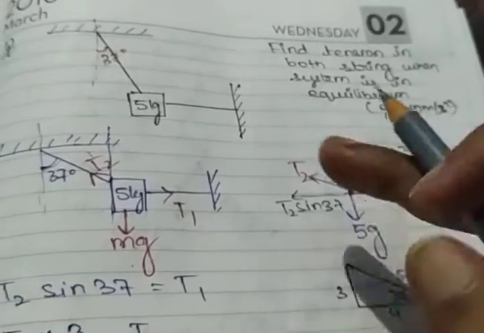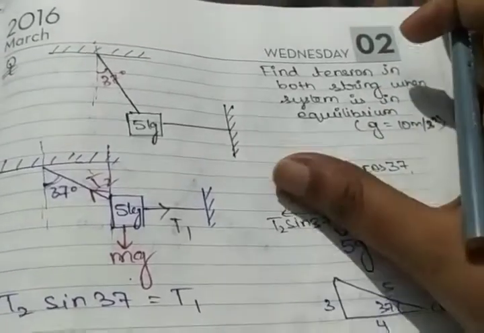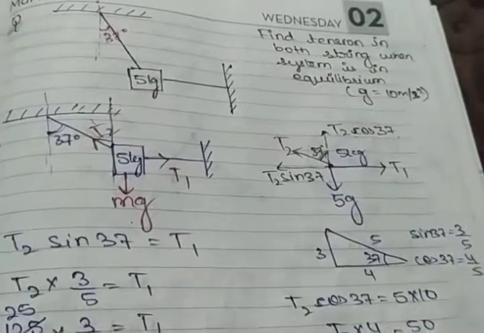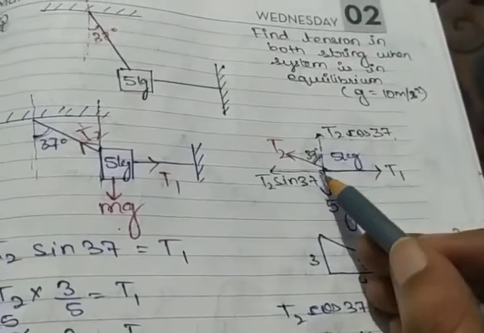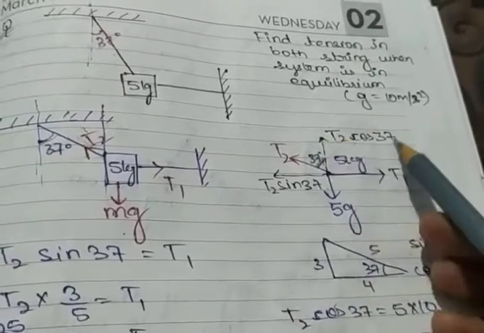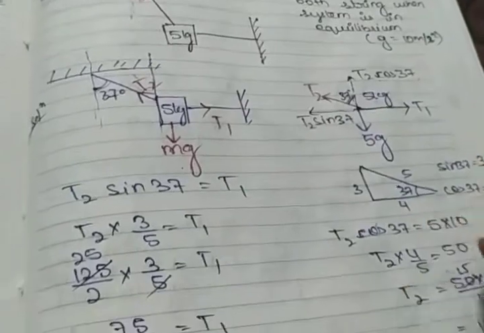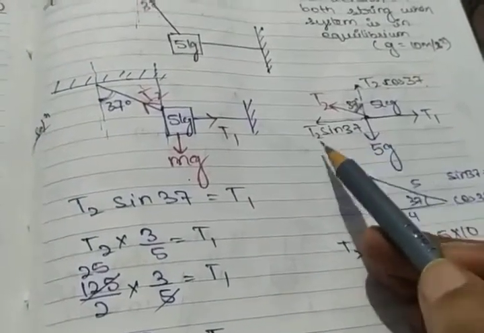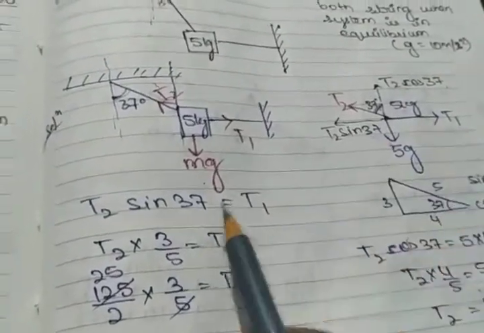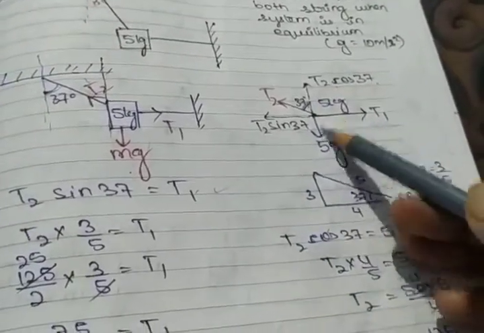Now let us see. Instead of this, I can now write T2 cos theta here and T2 sin theta here. I can rub this out in fact. Okay, so here we can see that this force and this force are balancing each other, and this force must be balancing this force, then only it is in equilibrium. Now let us equate it. So T2 sin 37 must be equal to T1, one equation, and T2 cos 37 must be equal to 5g.